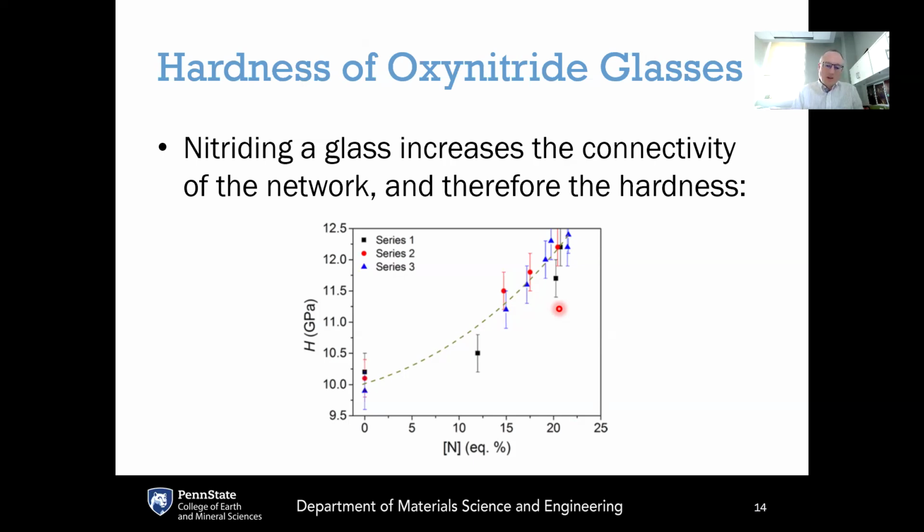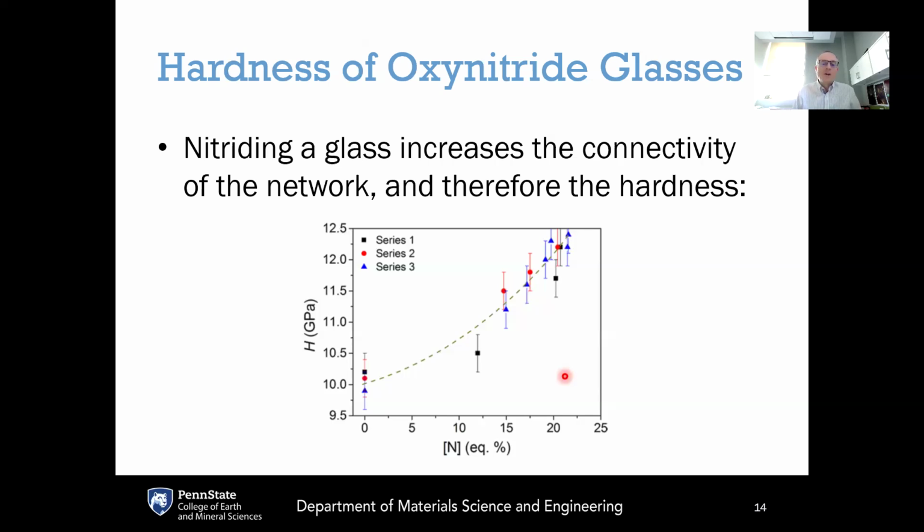And indeed, that's what we can see here, is that if you start off with a pure oxide glass and then start replacing oxygen with nitrogen, the hardness of the glass can increase, and it increases rather dramatically. You can see about a 20 to 25% increase in hardness, depending upon the amount of loading of nitrogen that you can put in.